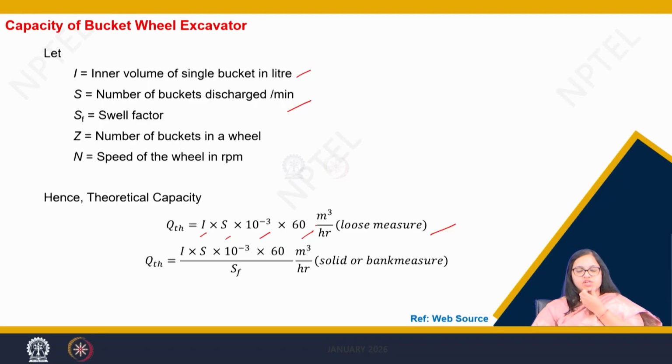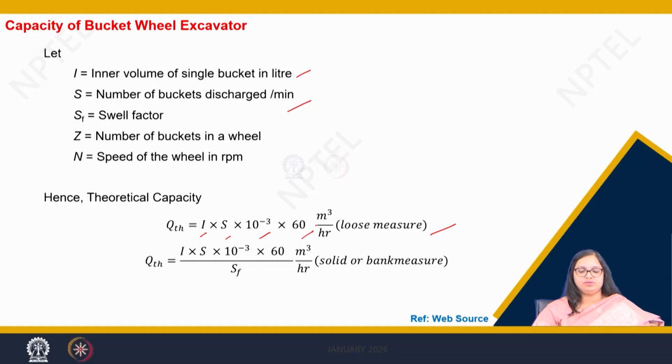In the shovel, when we were calculating the bucket capacity, it was in seconds. That is why we converted into hour by multiplying by 3600 there. However, here we are converting minutes to hour, so we multiply it with 60. So, this gives us the measure of the loose material after it has been excavated by a bucket wheel excavator.